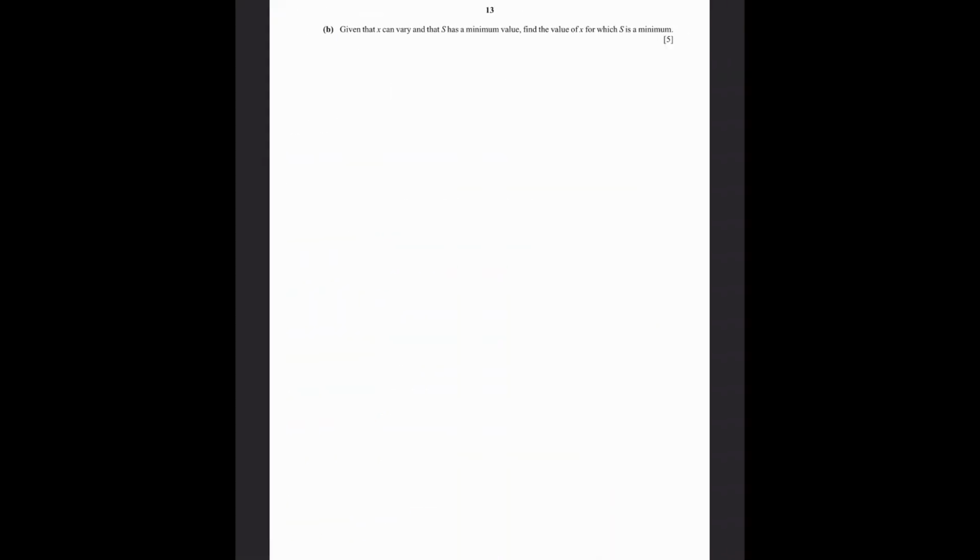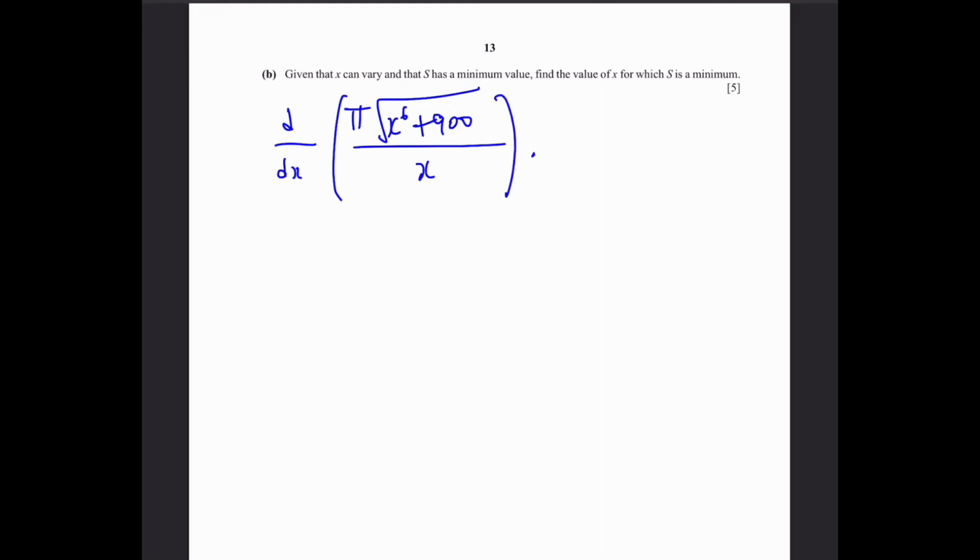Let's go to part B. Given that x can vary and that s has a minimum value, find the value of x for which s is a minimum. Well, in order to find the answer for this, we need to take some derivatives. So if s has a minimum value, that means the derivative of s has to be equal to 0. So if you write down d by dx of pi root x to the power 6 plus 900 divided by x, we need to use the quotient rule for this.